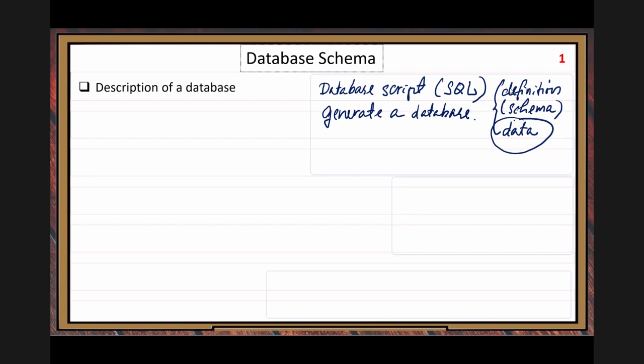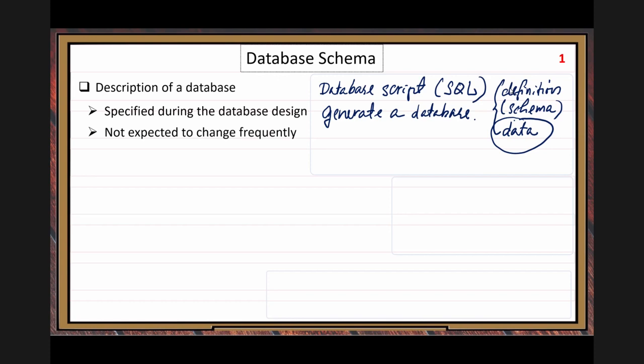So here, let me briefly give you a history of this concept. Specified during the database design. So you need to write the definition, so that part, schema. Not expected to change frequently. I mentioned before, in the early design stage, we need to change quite a lot. Because at that time, we do not have a good idea on how to design a good database.